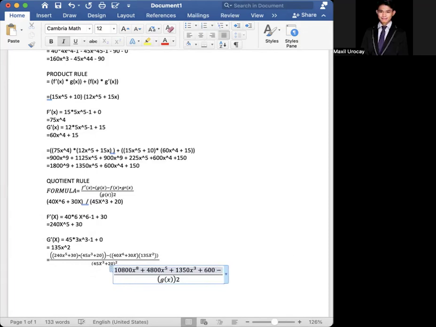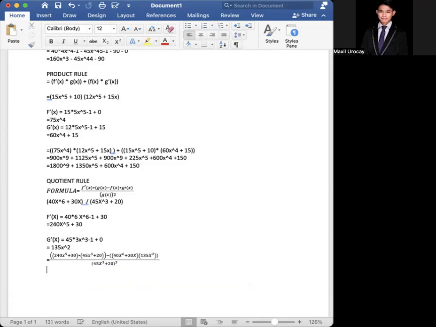We can somewhat minus 40x to the power of 6 times 135. 40 times 135, that is 5,400 of x to the power of 6 and 2 is 8, and then plus 30 times 135, it's 4,050x, that is squared, so it will become cube. That's how you will work on that.